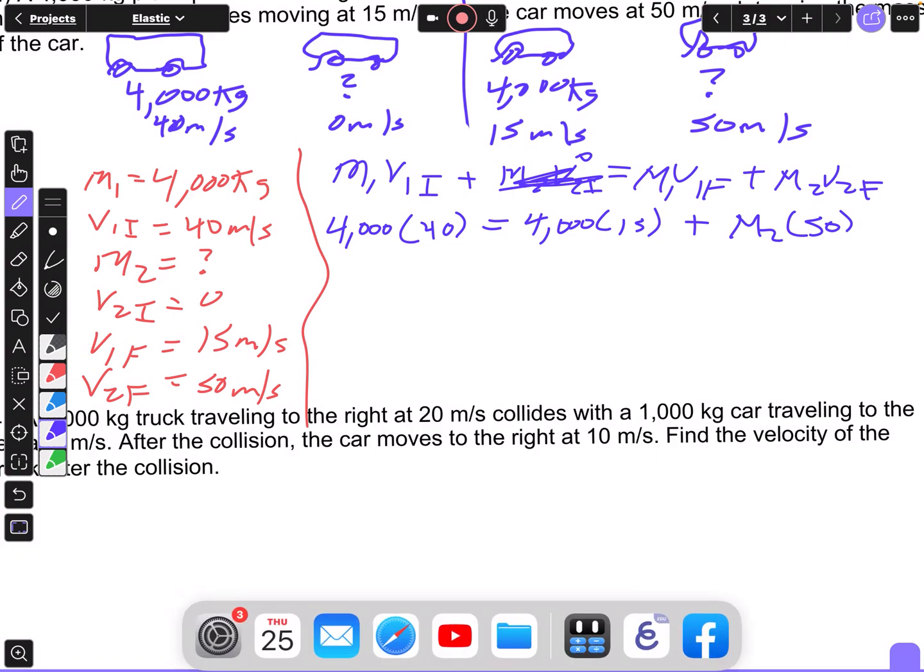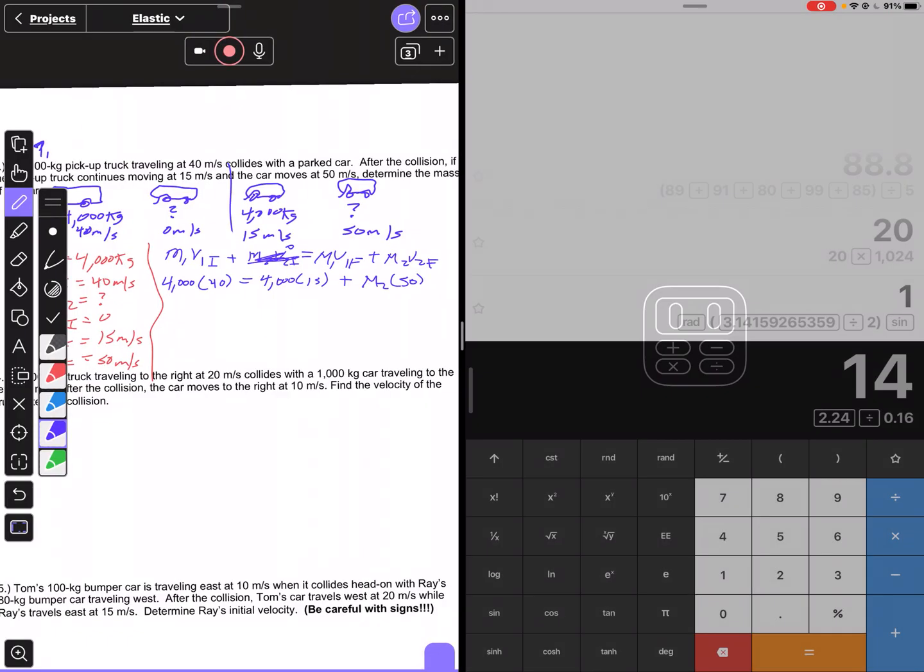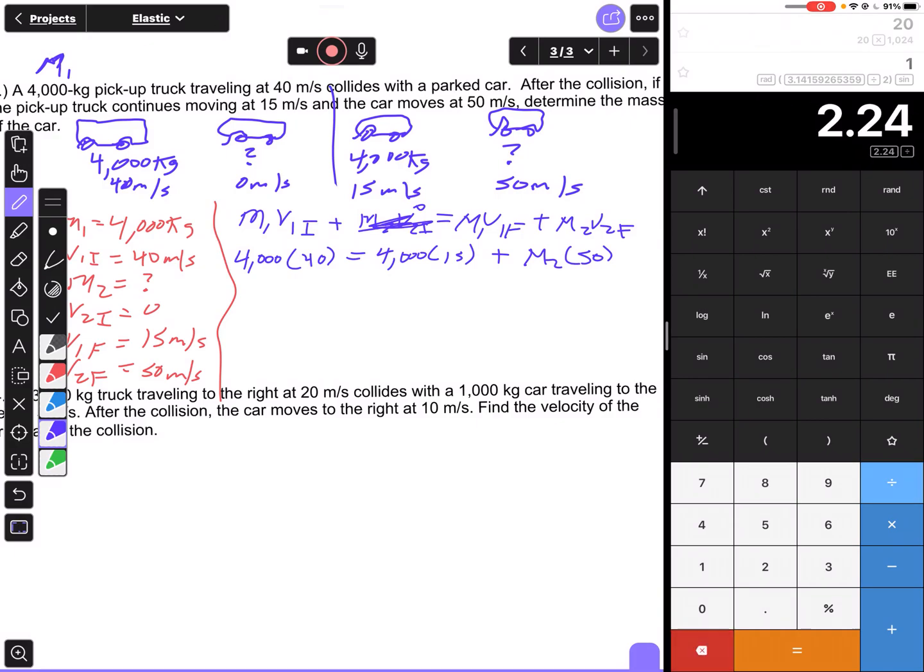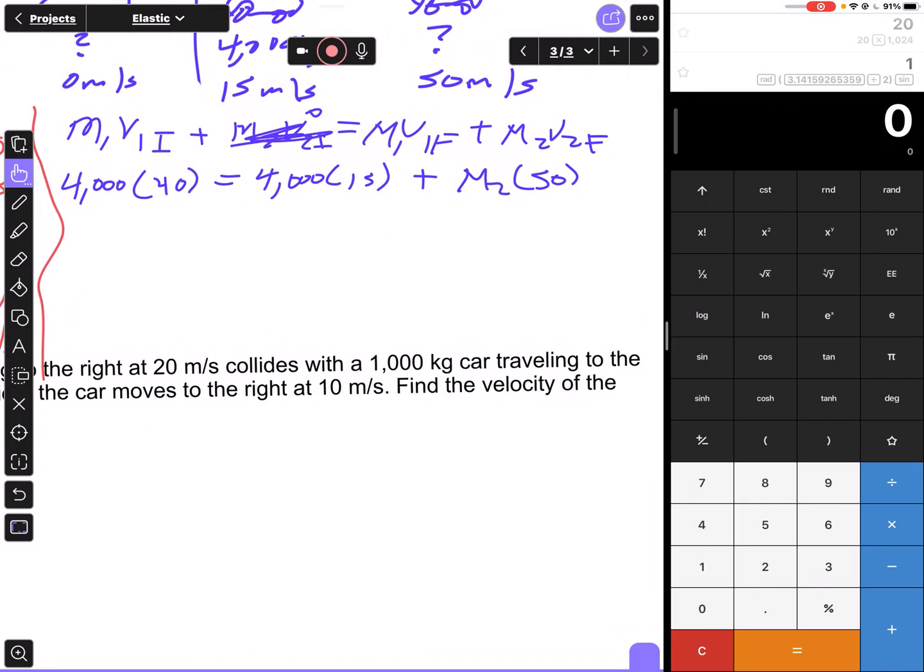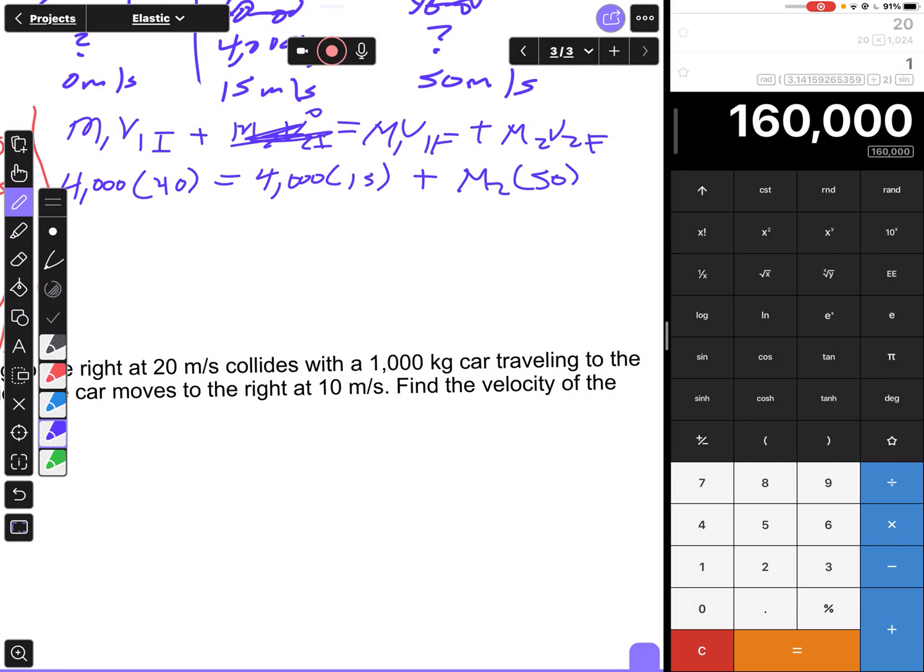So I'll get my calculator. 4,000 times 40 equals 160,000, equals 4,000 times 15 equals 60,000, plus, and then M2 times 50.